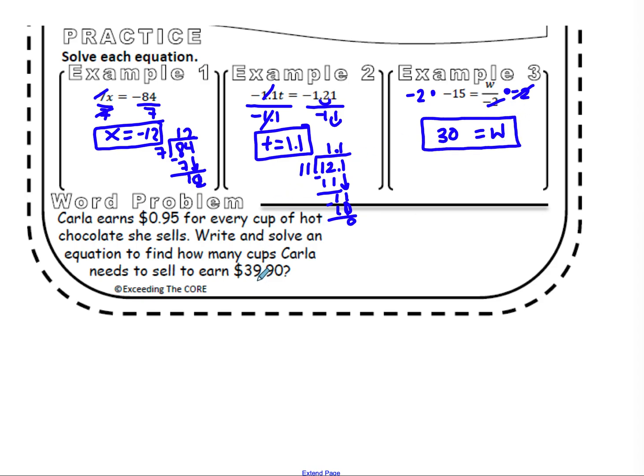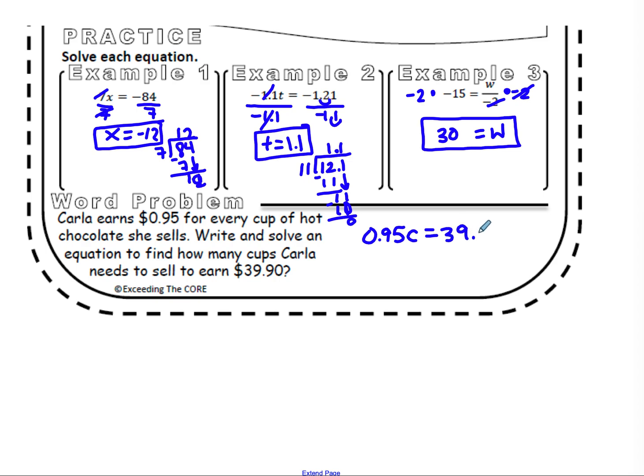All right, let's look at our next one here. Word problem. Carla earns 95 cents for every cup of hot chocolate she sells. Write and solve an equation to find out how many cups Carla needs to sell to earn $39.90. Okay, so I have 95 cents. And I'm going to put a C here for my cups of hot cocoa. Every cup is costing the same amount. That's why it's multiplication.